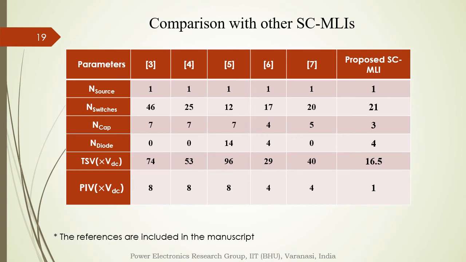Then the comparison with other SMLIs. These are some recently published switched capacitor SMLIs compared with the proposed SMLI. Here you can see that the PIV of the proposed structure is 1 as compared to other recently published SMLIs. And this is the TSV, total standing voltage or total blocking voltage, which is equal to the sum of the voltage stresses across all the switches or devices. It is 16.5, less than all other SMLIs, and you can see that a single DC voltage source is utilized. So these are the advantages of the proposed SMLI as compared to other SMLIs.